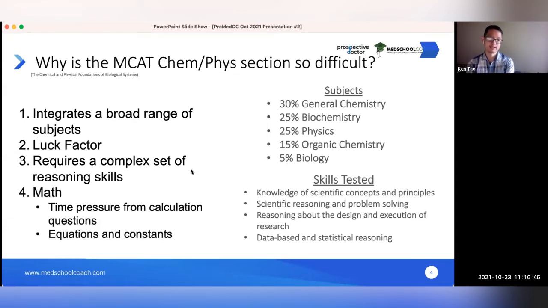Number 4, the last reason why the Chem Phys section can be so difficult, it is the math. So some students just have a tough time with math, right? And unfortunately, when you take the MCAT, you don't get to use a calculator. So there are some basic arithmetic calculations you are required to do.